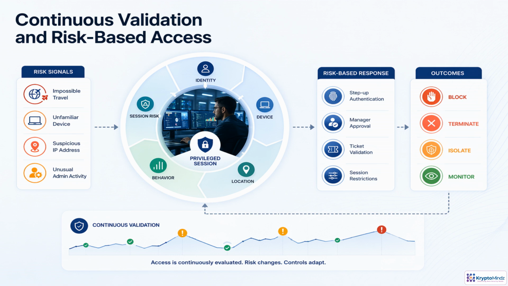A successful login should not make a privileged session automatically safe. After identity is verified, the session continues to be evaluated against changing risk signals: device health, location, behavior, ticket status, and activity. If something looks unusual, such as impossible travel or unexpected admin commands, policy can adapt in real time. The user may need stronger authentication, manager approval, or tighter session limits. If risk rises too far, the session can be blocked, terminated, isolated, or closely monitored. The key idea is simple: trust is temporary, and access must keep earning it.